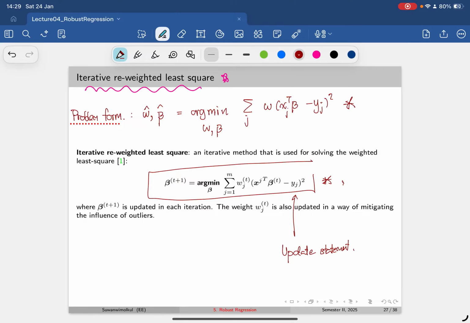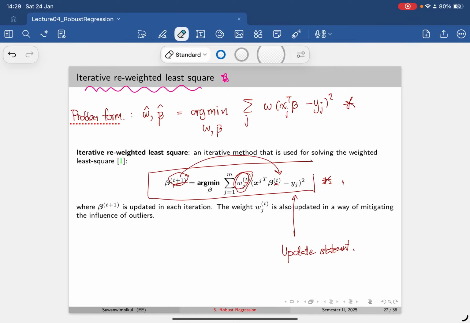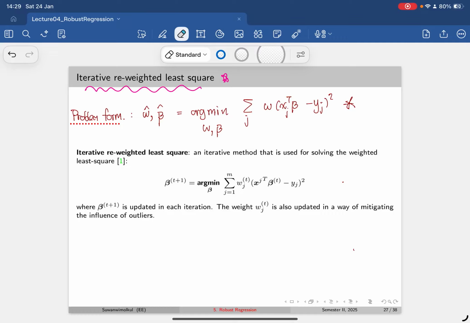That is, suppose that you got what the WJ is, then you can use that WJ, estimated by the previous iteration, to update for the new beta. And once you have the new beta, you can use that beta to update for your new WJ. So this algorithm combines everything that you've learned today. In fact, you will see that they use the hat matrix to help you calculate the update statement for the weight W. Okay, so let's begin.